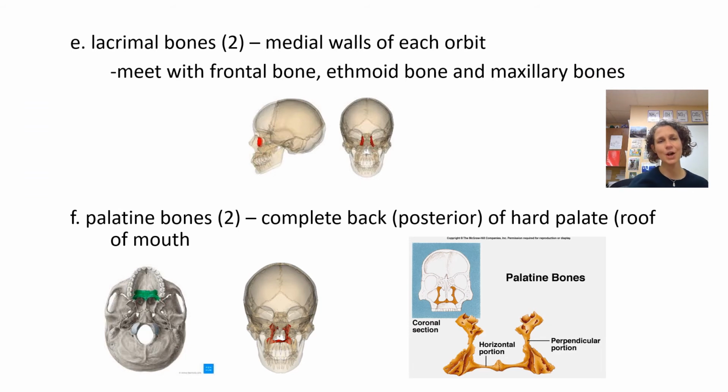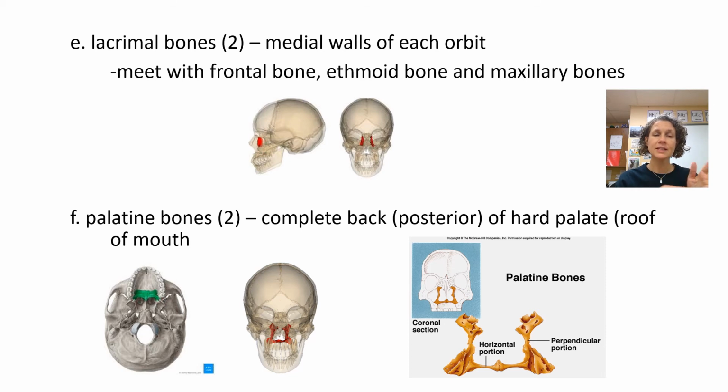Okay, now the lacrimal bones. These are a little bit farther in, and these are the inside walls of your eye sockets. They meet with the frontal bone above, the ethmoid bone to the back, and the maxillary bones kind of to the side. They cover your lacrimal glands, your tear glands. That's where they get their name.